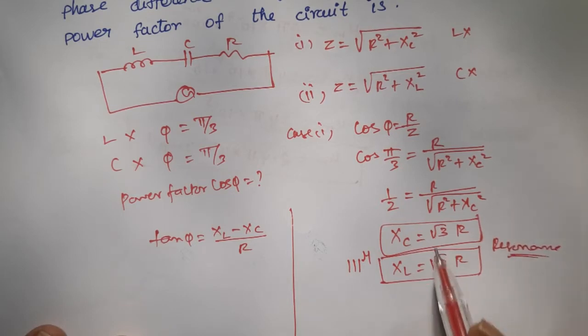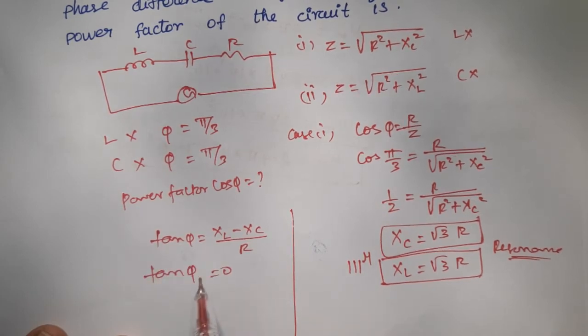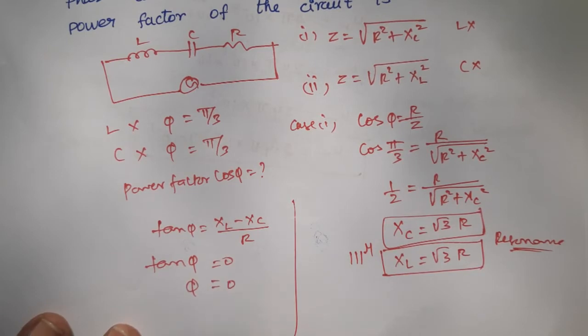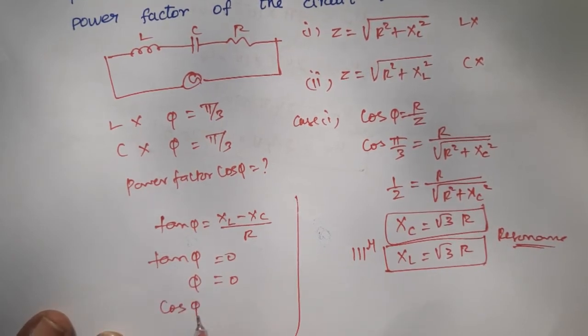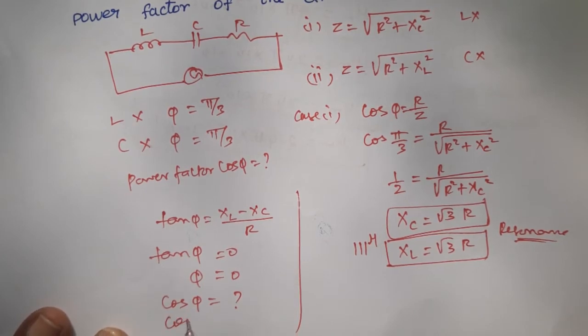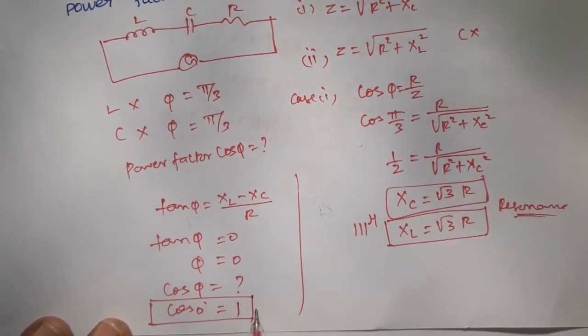So XL is equal to XC, so the numerator is going to be 0. 0 by anything is 0. So tan phi is equal to 0, that means phi is equal to 0. Then power factor cos phi we are going to find out. This is power factor. So cos phi value is cos 0, which is equal to 1. So power factor value is 1. This is the answer for question 108.